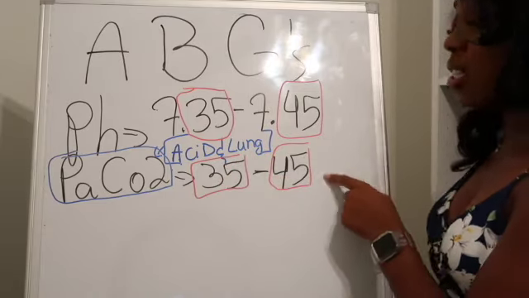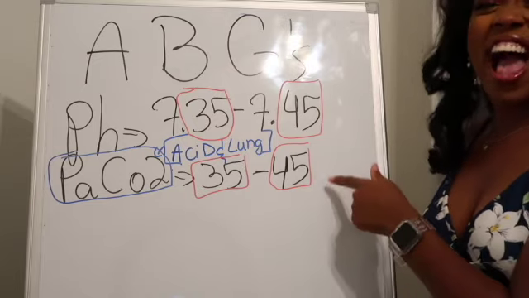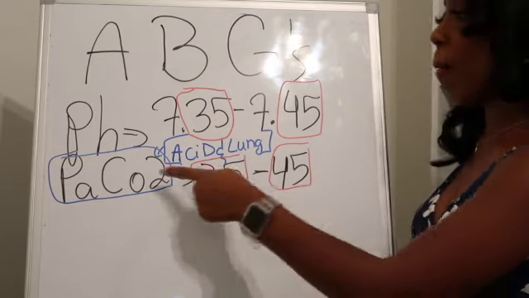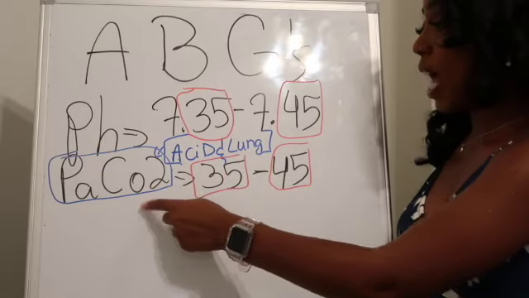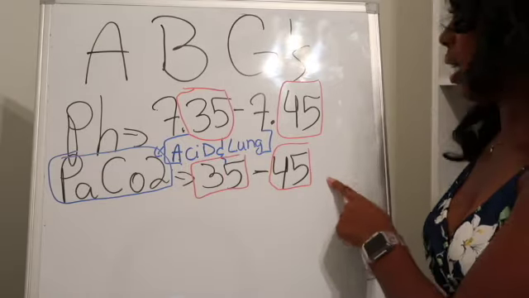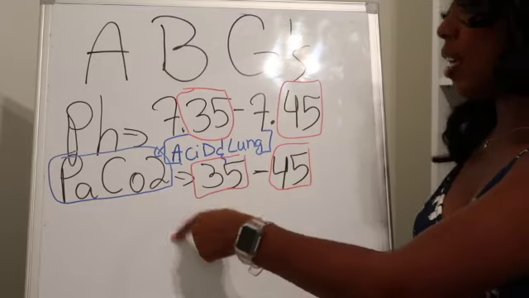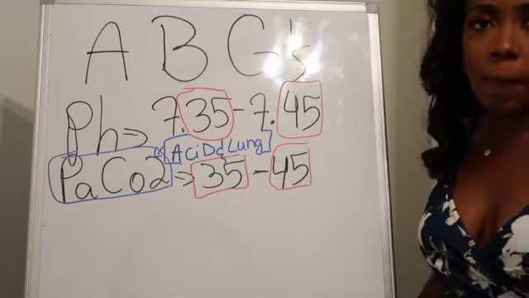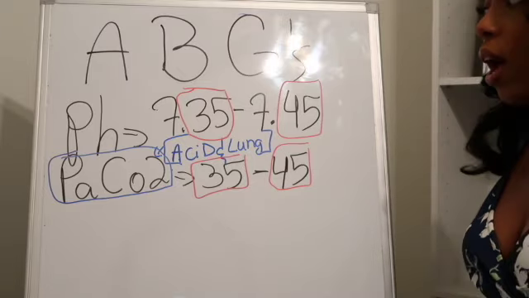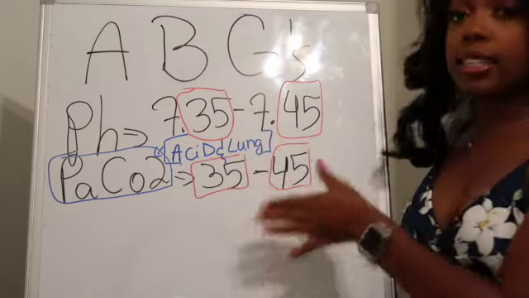So the higher this number, the more acidic the person is. Because remember, PaCO2 matches with acid. So the more PaCO2 this person has, the more acidic they are. And the less PaCO2, the more alkaline, the more basic they are. Because the opposite of acid is base, right? Or alkaline. So that is the case.